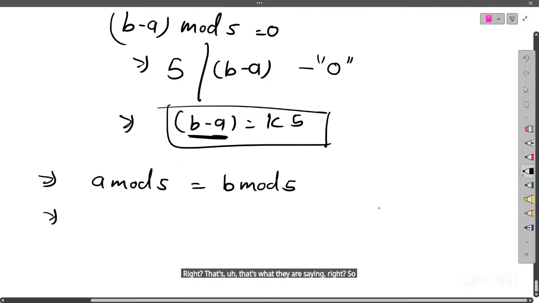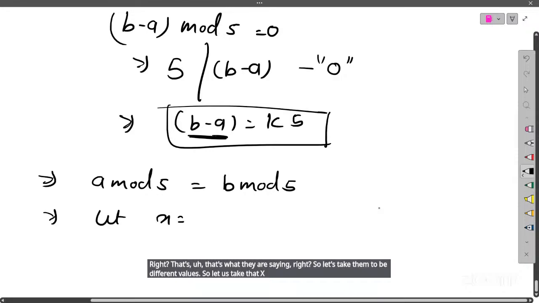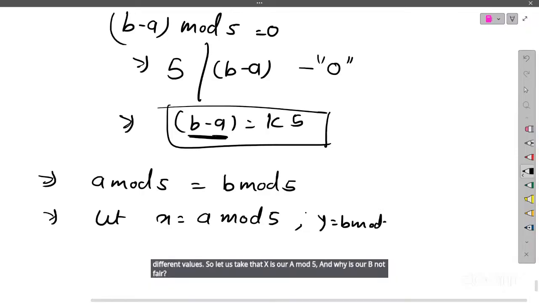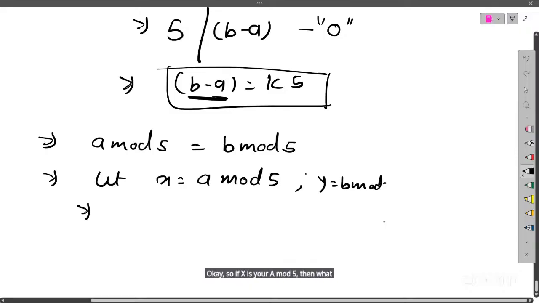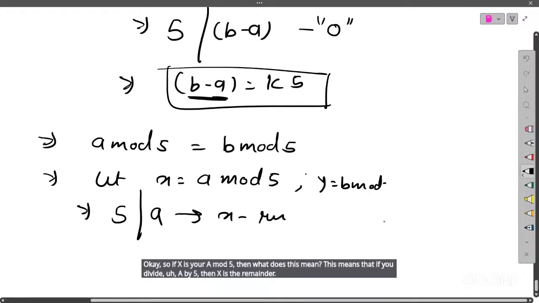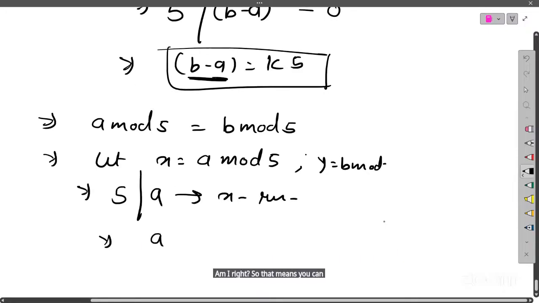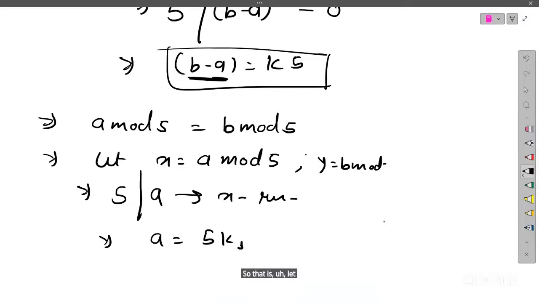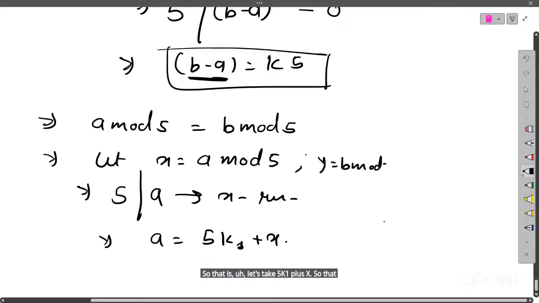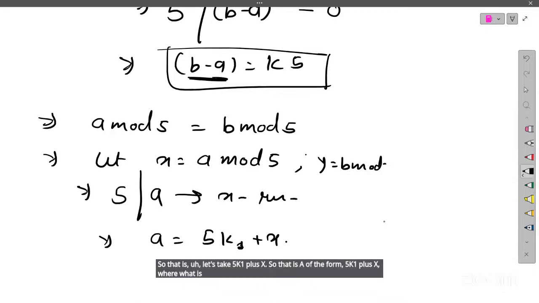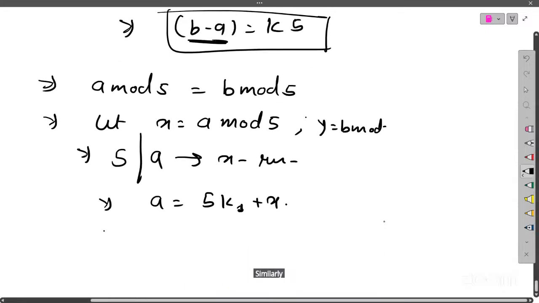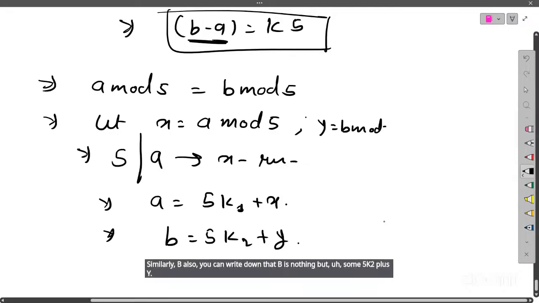So let's take them to be different values. Let us take that x is our a mod 5 and y is our b mod 5. Okay, so if x is your a mod 5, then what does this mean? This means that if you divide a by 5, then x is the remainder. Am I right? So that means you can write this a as some multiple of 5 plus x. So let's take 5k1 plus x, where x is the remainder when 5 divides a. Similarly, b you can write as 5k2 plus y. Is that correct? Is that okay?